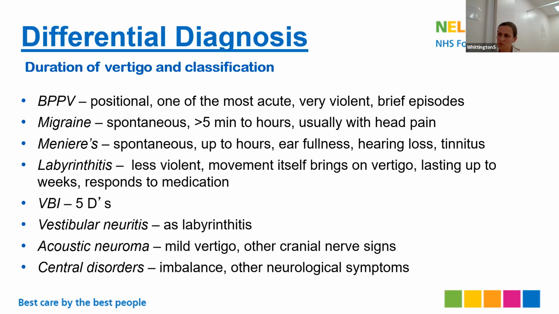The vestibular neuritis is pretty much like labyrinthitis, not so violent, not so much spinning, and again it responds to medication, and it can last for quite a few weeks, and then it will get better. Then we have an acoustic neuroma. With that one you might not get spinning, you might just get mild vertigo, mild dizziness, and you potentially have other cranial nerve signs as well. For central disorders, you would expect other neurological signs and symptoms, imbalance, these types of things. So this is just a little overview of how to potentially know what you're looking at when you're assessing your patient.